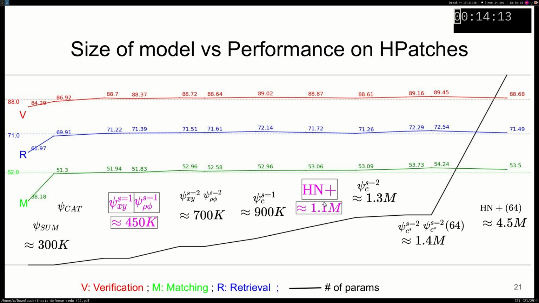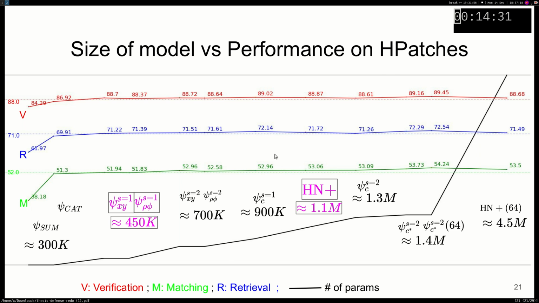Whereas in a conventional model, if you increase the patch size, then the number of parameters explodes. And all this while keeping the performance constant. Another thing we can see is that when we use sum, we are discarding spatial information, so the performance is much lower than when we use concatenation.